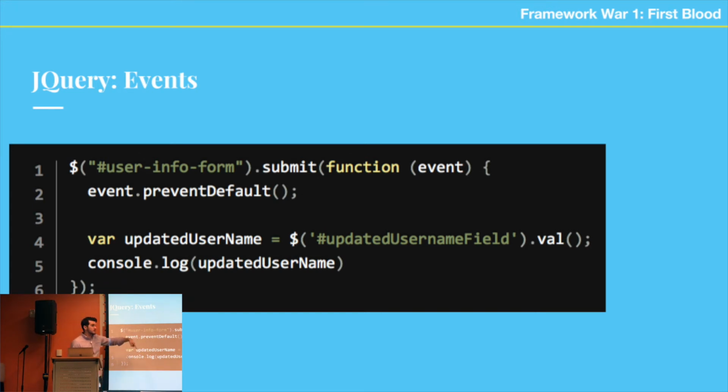And here you can get the value. Instead of doing get element by ID, you put in the ID, and you do .innerHTML, all that vanilla JavaScript. That turns into this right here: pound updated username field .val. Boom, you got your inputted text field, and we're just console logging it.